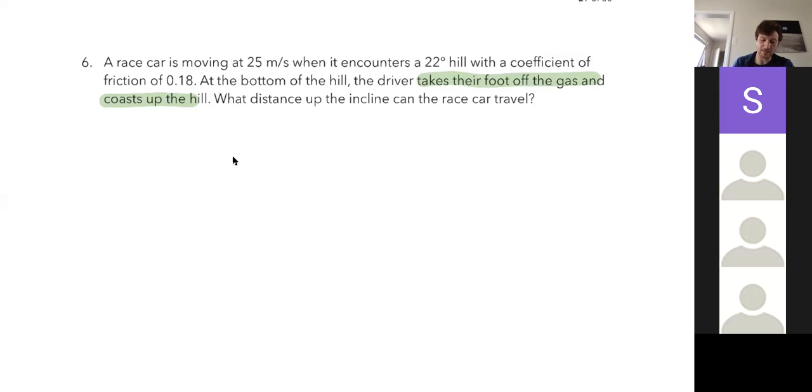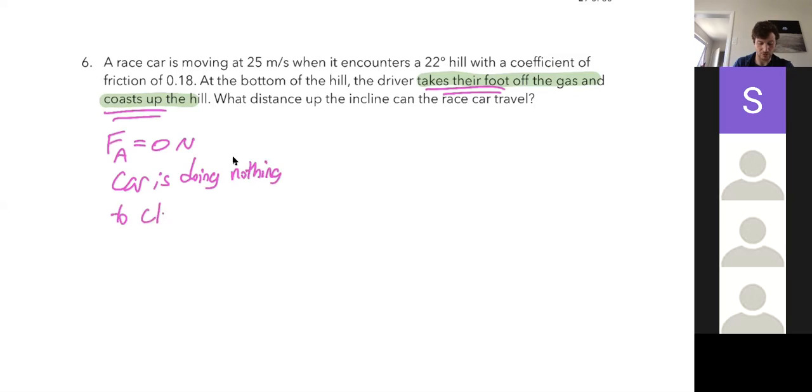So when we read this question and it says, takes their foot off the gas and coasts up the hill, that means that the applied force is equal to 0 newtons, okay? The car is doing nothing to climb the hill. Nothing at all, okay?